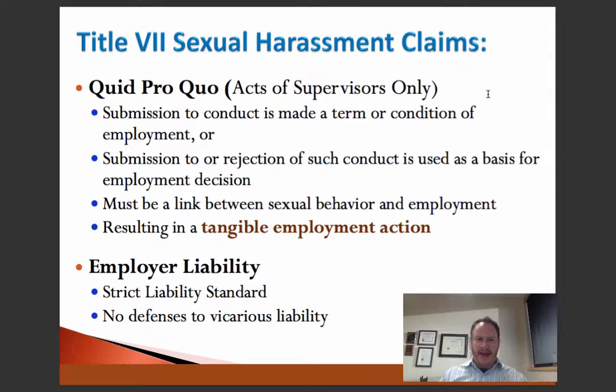So if a supervisor is found liable for engaging in quid pro quo harassment, again, this for that, if you sleep with me, I'll promote you, or if you don't sleep with me, I'll fire you, then the employer is also liable.